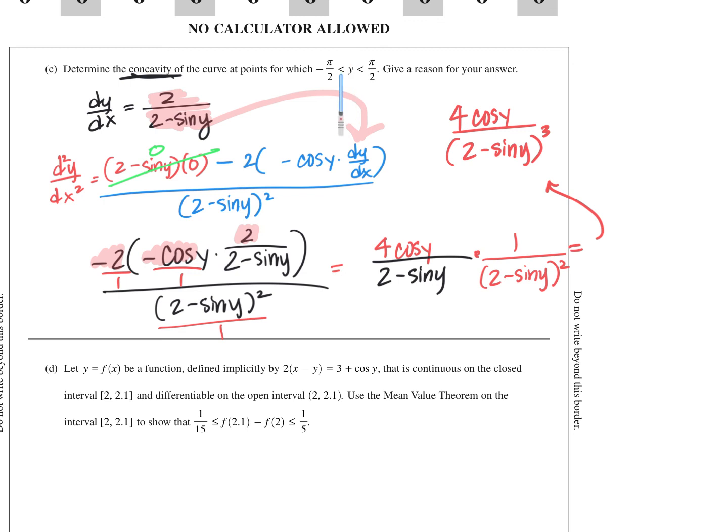Now, look at what my y values are. My y values are going to go from negative pi over 2 to positive pi over 2 to be plugged in here.